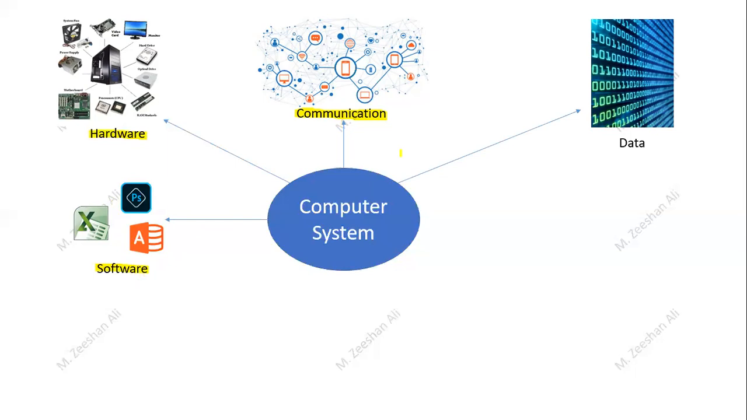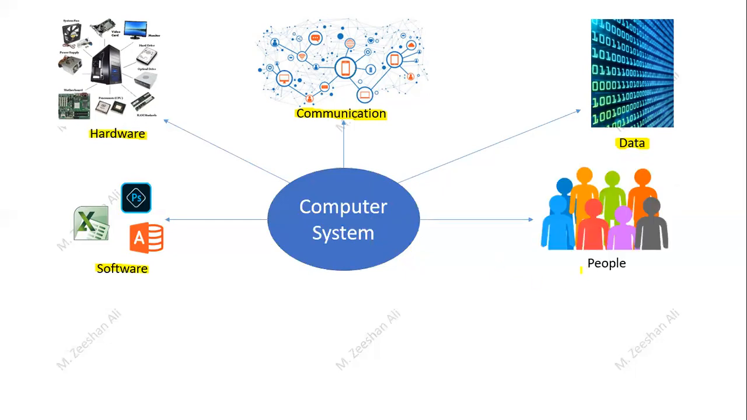Data is also very important. Without the data, the computer system doesn't exist, it doesn't work. What is the main purpose of a computer system? It is the same. The computer system is the one that takes data, processes that data and gives you the result. If we don't have data, then we do not need a computer system.